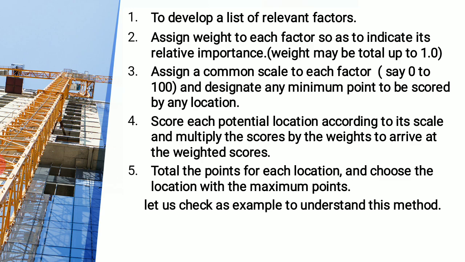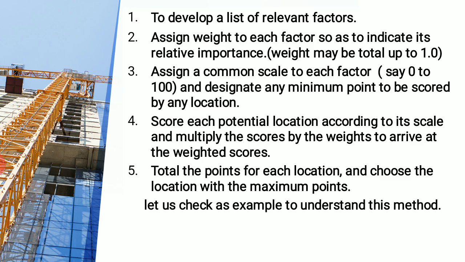At the 4th point, what we do is score each potential location according to its scale and multiply the score by the weights to arrive at the weighted score. In the weighted average method, we multiplied a particular weight with a score and found the product. In the same way, we are going to find out the weighted scores here. Total the points for each of the locations and choose the location with the maximum points. Then at the end, the location that gets the maximum points may be the best location for us.